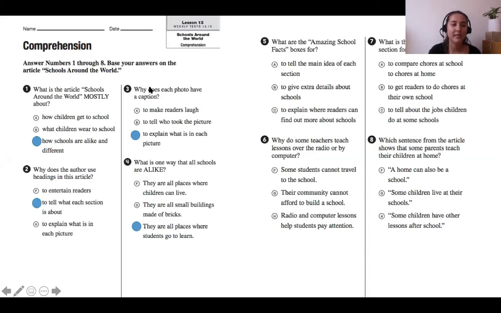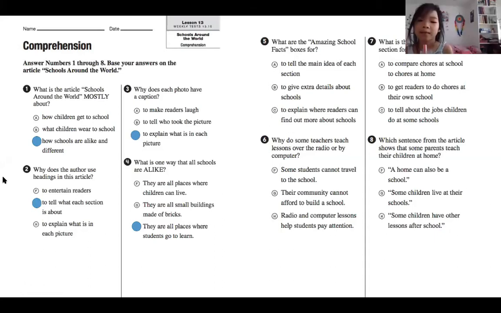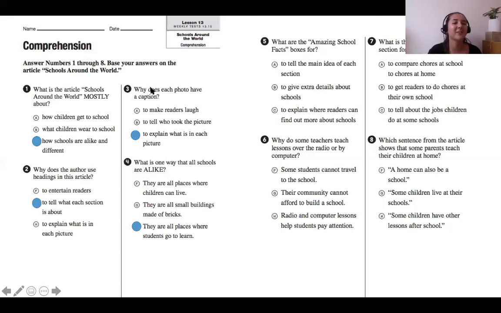Let's go for Nancy. It's B. B, good girl. I typed it in the chat box already. Good girl. Well done, Nancy. Amazing work. It is B. So many people picked C. I think almost half of the students picked C. So the answer is to give extra details about schools.